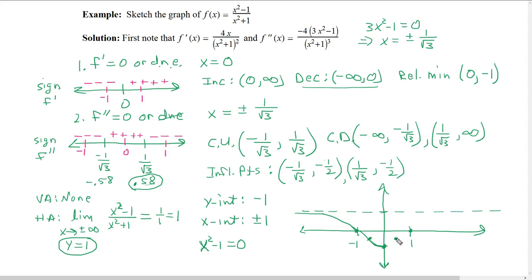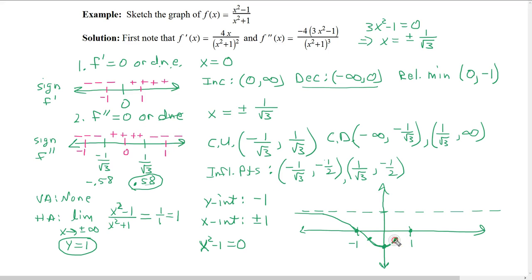Now we have to go from this point to this point, so obviously we have to increase. Well, we're increasing as soon as we pass 0. We're going to be increasing all the way to positive infinity now. And we are also concave up until we get to 1/√3. So we're concave up right here like this. Now we have to go from here to here, and so we have to be increasing, which we are. And once we pass this point, the x-coordinate of that point is 1/√3. Now we have to go concave down.